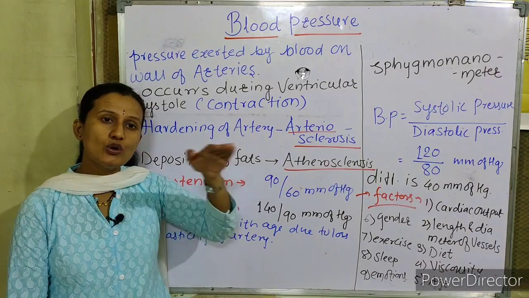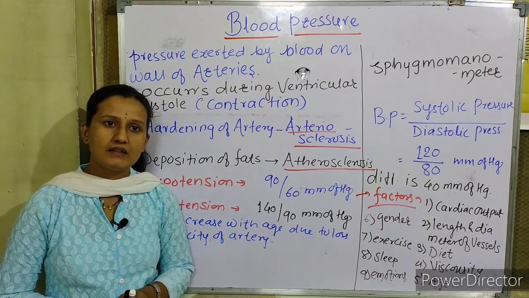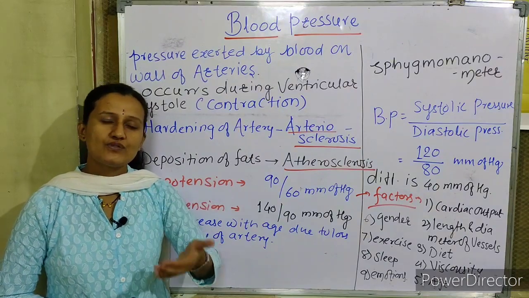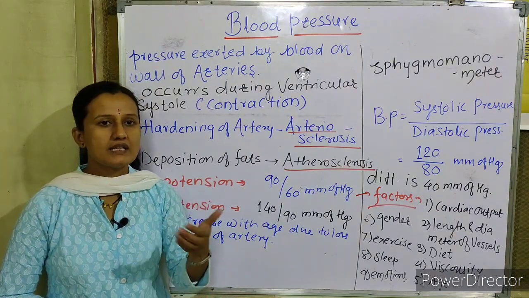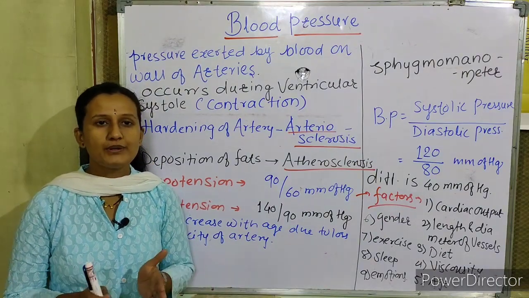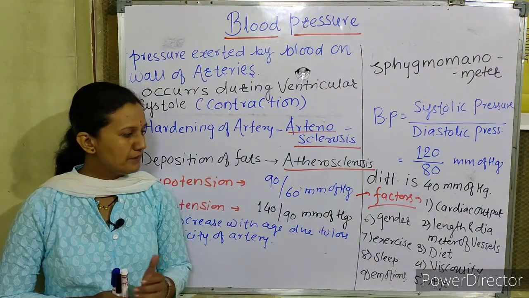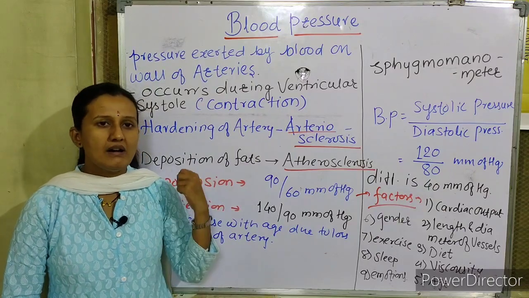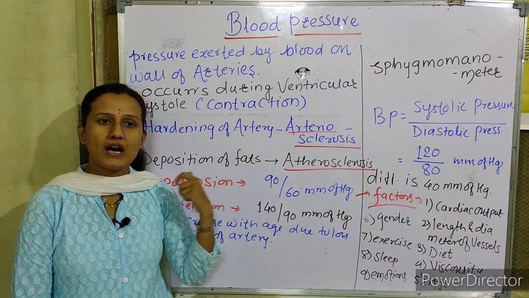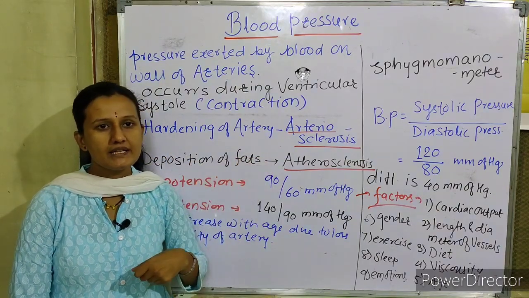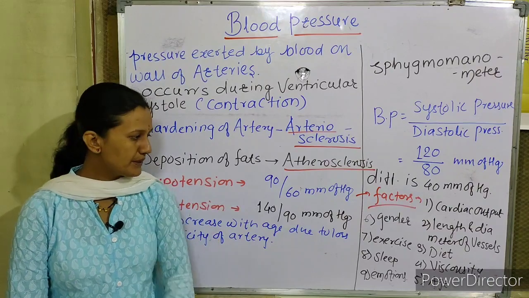Females have somewhat lower blood pressure than males before menopause. But after menopause, females also face the same problem as males. They also have high BP compared to males of comparable age. That means with age, the elasticity of the artery decreases. Our metabolic rate also decreases, and it affects the blood pressure.